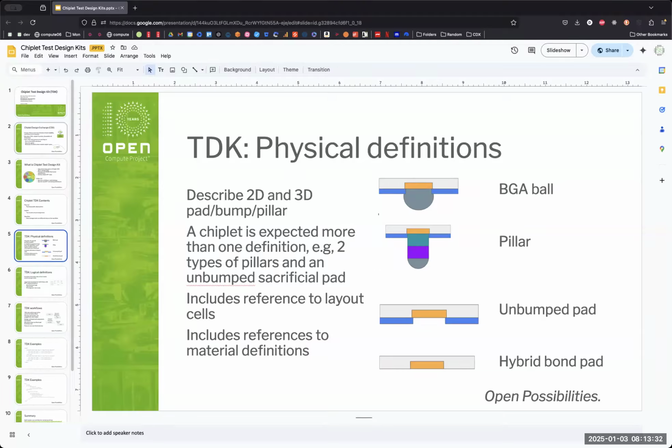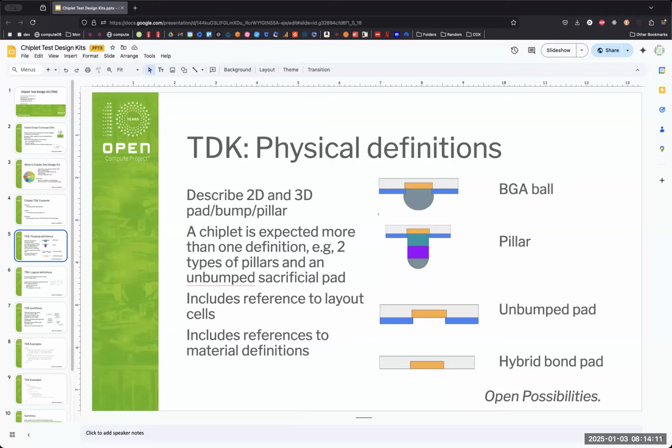And really, the description has two types. One is the 2D description, the dimensions, something that you would need to do layout and routing, stuff like that. The 3D part actually comes in handy once you start doing mechanical simulations or thermal simulations, or even for electrical simulations, where you want to know what is the actual construction. And as part of that, the TDK will also reference the materials, which will be part of the MDK that James will cover shortly.